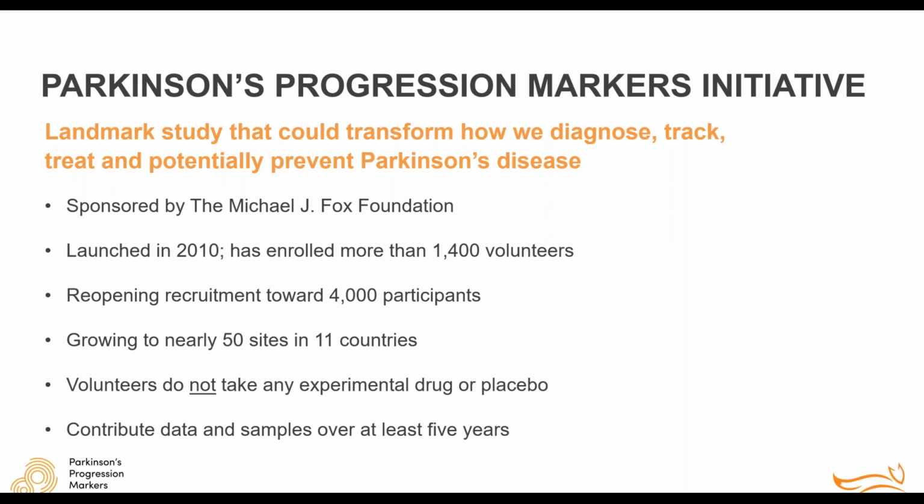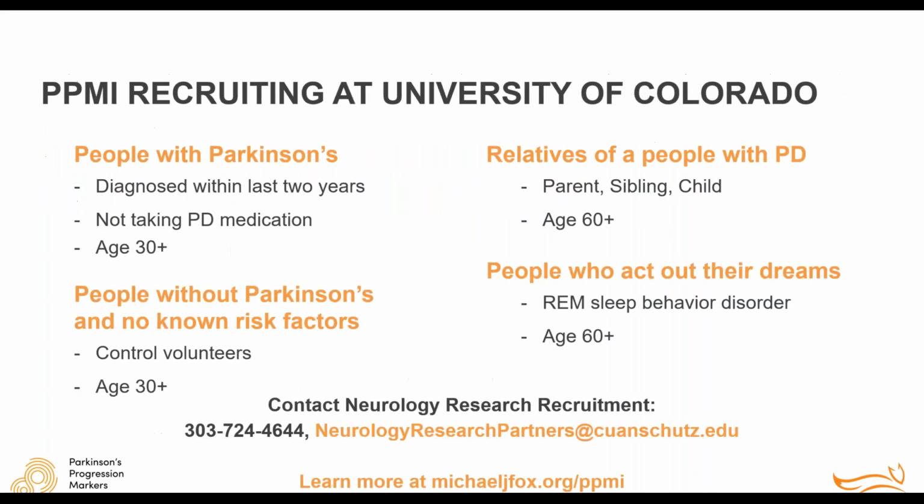This is a long term study. You're going to be hearing from them for at least 5 years. And we're actively recruiting multiple people at the University of Colorado for this. Again, this is a big national study looking at the course of the disease in families and patients. So what we're looking for are people with Parkinson's that have been diagnosed within the last 2 years. So we want early in the disease.